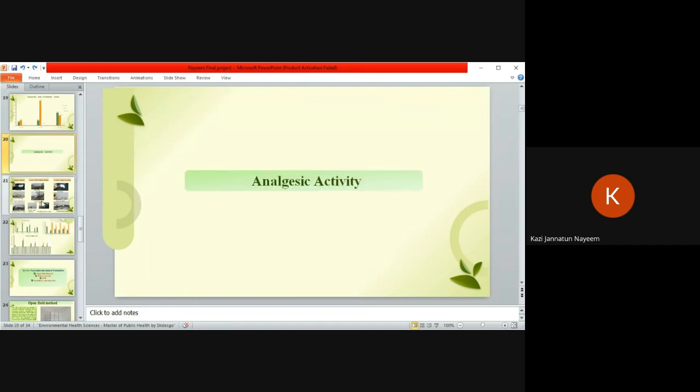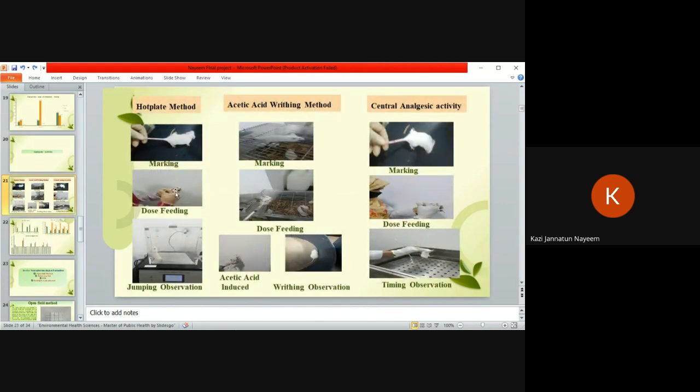Then we discover the analgesic activity. I evaluate this activity through three methods: the hot plate method, the acetic acid writhing method, and the central analgesic activity test. This takes a huge amount of time to elaborate, so I will overview it within a short time. In the hot plate method, firstly we mark the mice.